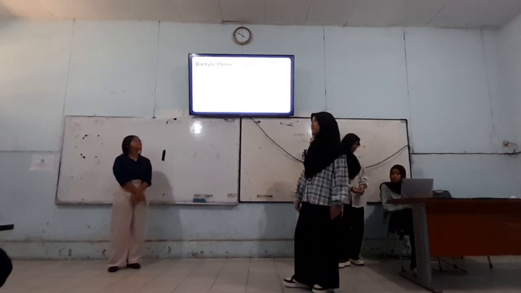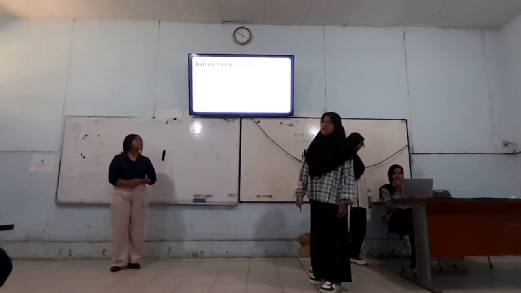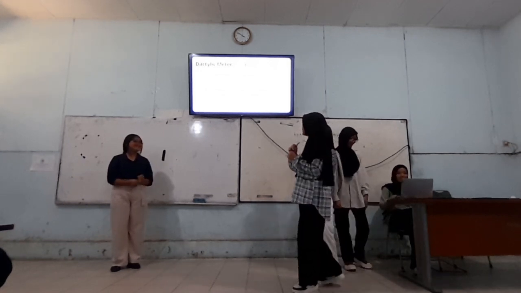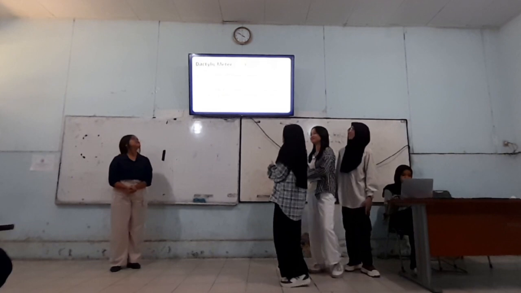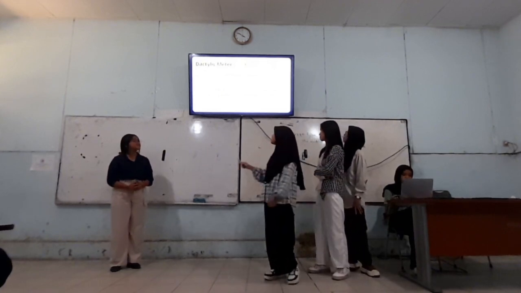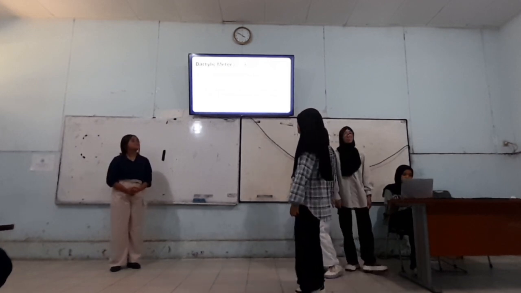So the third one is dactylic measure. Dactylic measure is a pattern that includes a stressed syllable followed by two unstressed syllables. So it goes like Dada. And the example is The Charge of the Light Brigade by Alfred Lord Tennyson.